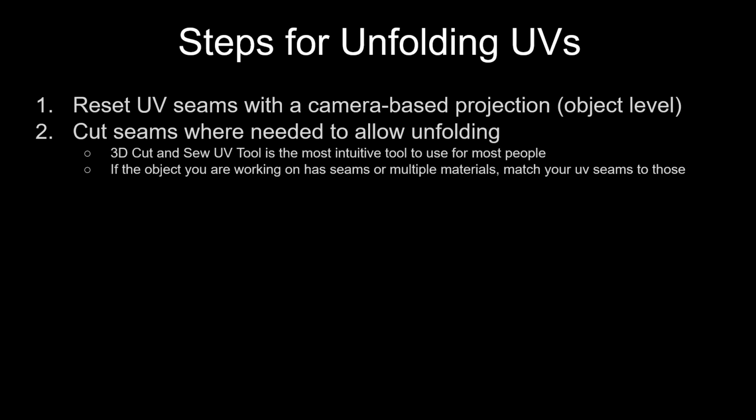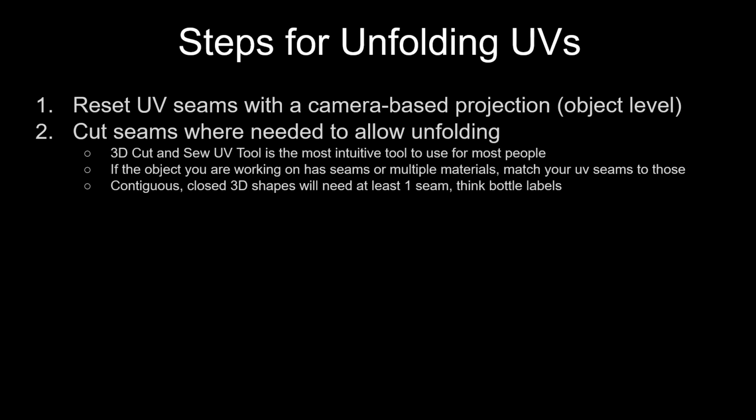If you have multiple materials, that's a great place to add seams too. So if some part of an object is wood and then there's a metal component, just creating a seam at that location tends to make it easier for texturing as well. So contiguous 3D shapes, you need to have a seam.